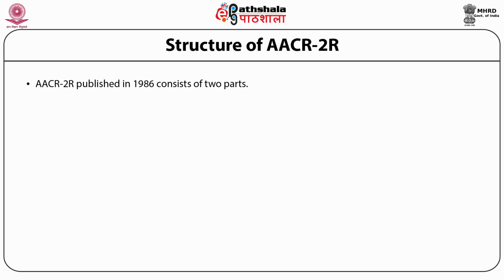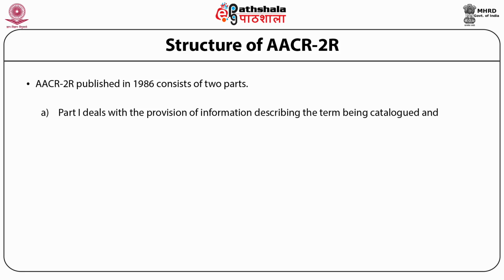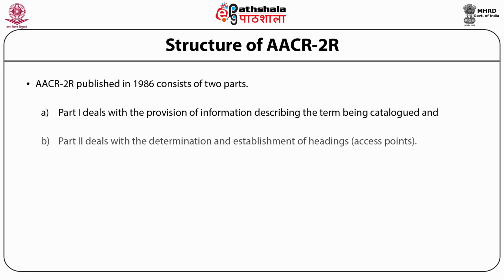Structure of AACR-2R. AACR-2R, published in 1986, consists of two parts. Part 1 deals with the provision of information describing the item being catalogued, and Part 2 deals with the determination and establishment of headings, that is access points, under which the descriptive information is to be represented to catalog users, and with the making of references to those headings.